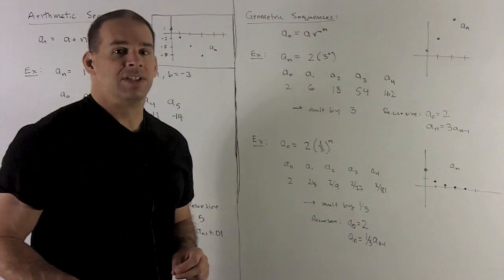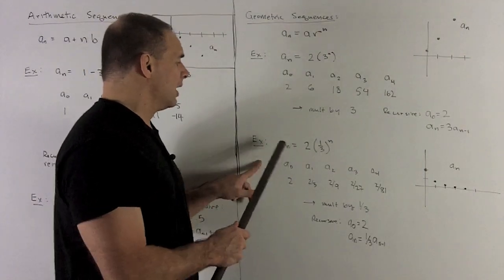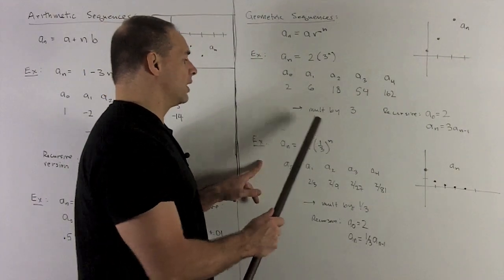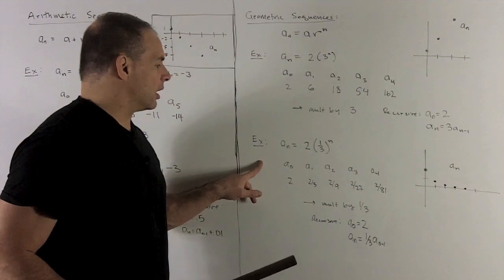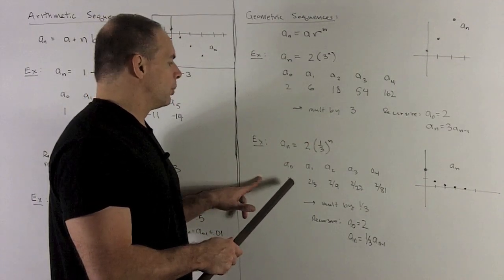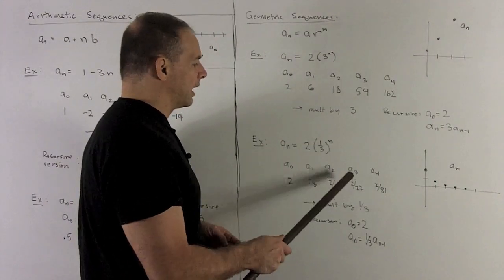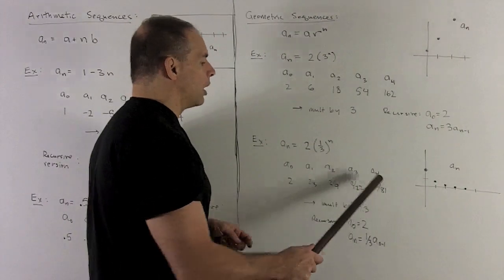Let's try the same type of geometric sequence, only now we'll flip the 3 over. So I'm looking at a sub n equal to 2 times 1/3 to the nth power. So what do we have here? Same idea. I put 0 in, we get 2. Put 1 in, now we're going to get 2/3. Put 2 in, I get 2/9. 3 in, I get 2/27, and so on.